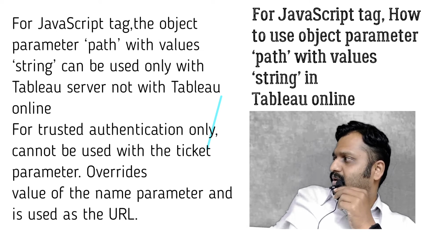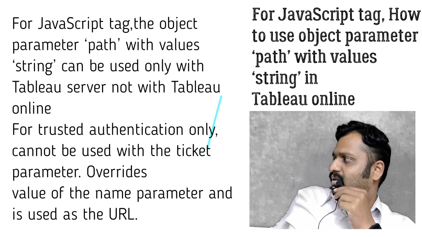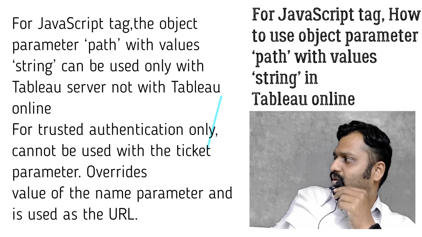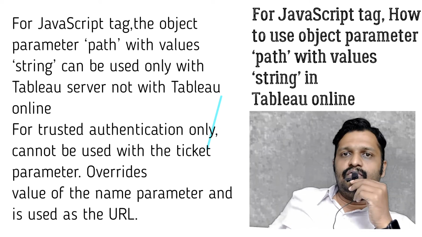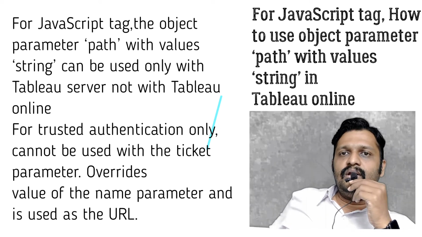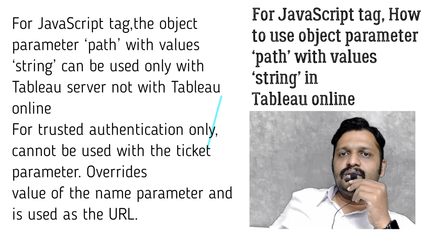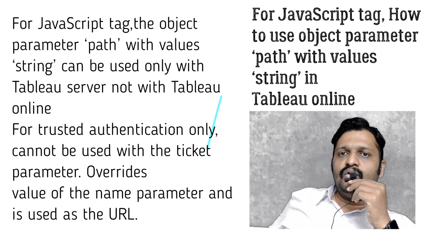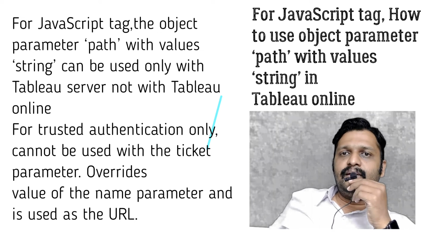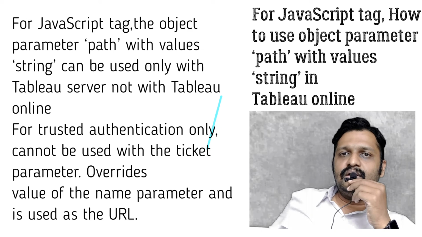For JavaScript tag, the object parameter path with value string can be used only with the Tableau server, not with the Tableau online. For trusted authentication only, cannot be used with the ticket parameter. Overrides value of the name parameter and is stored as the URL.